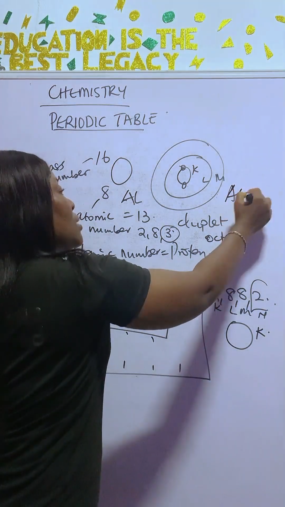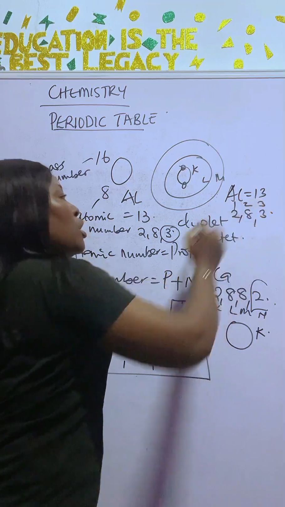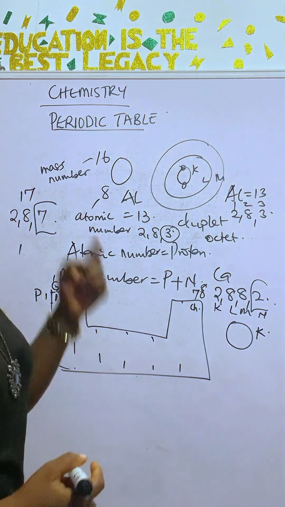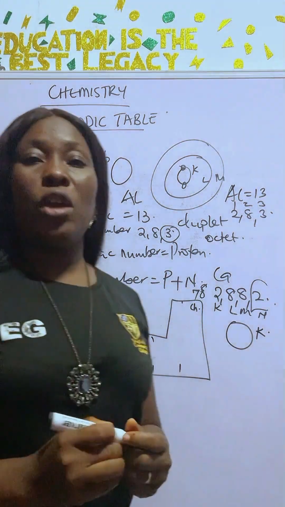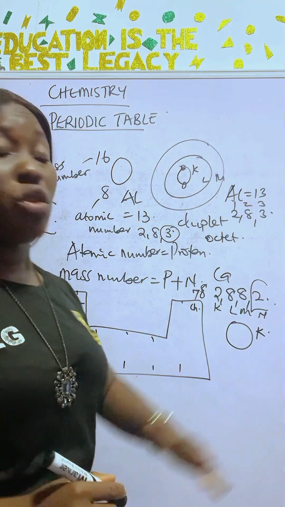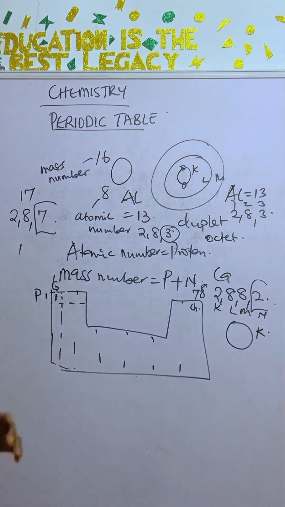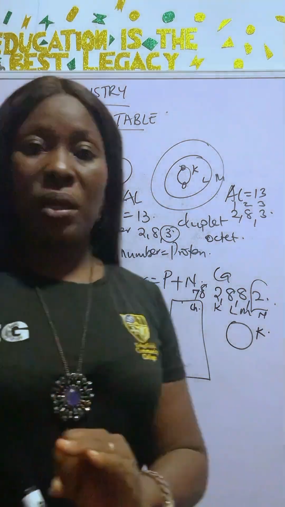Let's take aluminium. We said aluminium is what? 13, which is 2, 8, 3. 1, 2, 3. It has 3 shells. That is K, L, M. Therefore, it belongs to group 3, period 3. Okay, they can give you a particular element. They'll tell you what group and what period this particular element belongs to.